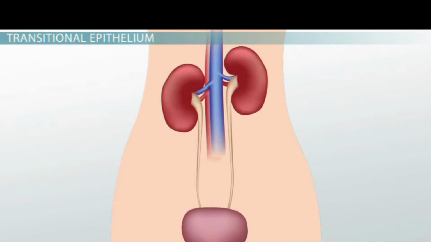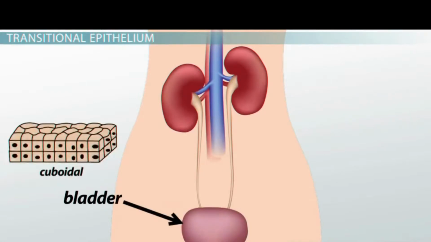One of the places this tissue is found is in your bladder. When your bladder is empty, the transitional cells look to be cuboidal in shape.